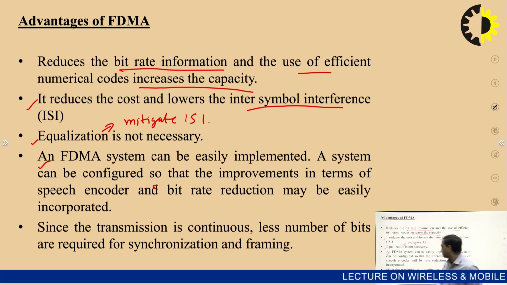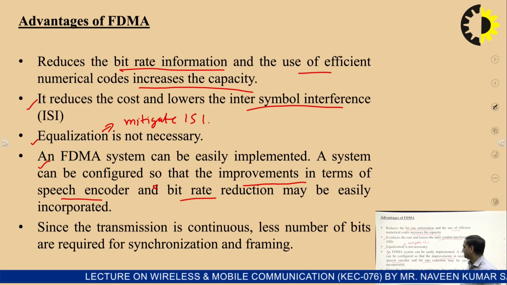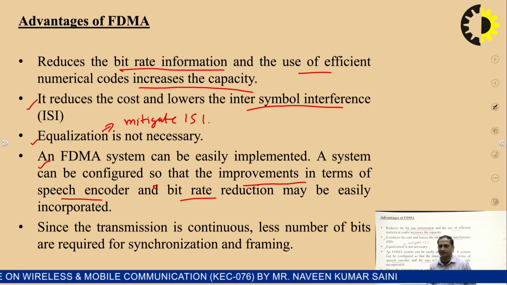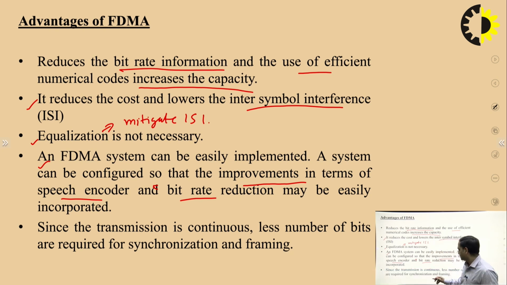Then the FDMA system can be easily implemented. A system can be configured so that improvements in terms of the speech coder or encoder and bit rate reduction may be easily incorporated, right? Because when we convert the wideband to the narrowband, the bit stream data rate will be lesser as compared to wideband. So we divide the very high speed data rate into lower speed data rates in the narrowband systems. Here the transmission is continuous, and fewer bits are required for synchronization and framing. So these are all the advantages of the FDMA system.